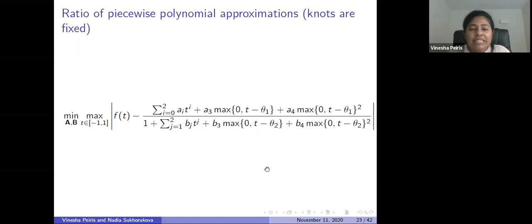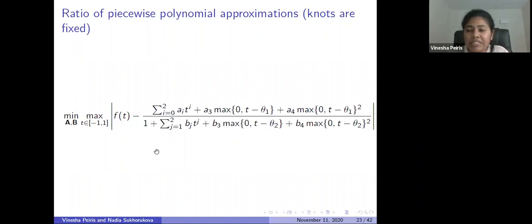So this is another set of examples. We are using a ratio of piecewise polynomials, but now the knots are fixed. For the previous case, we fixed the coefficients and moved the knot, but here we fix the knots and optimize the coefficients. We have 5 parameters coming from the numerator and 4 parameters coming from the denominator, and b naught is fixed. Therefore, altogether we have 9 parameters in total.